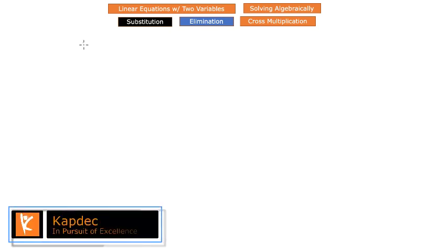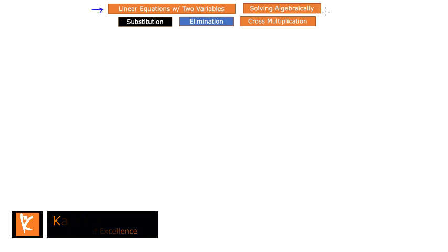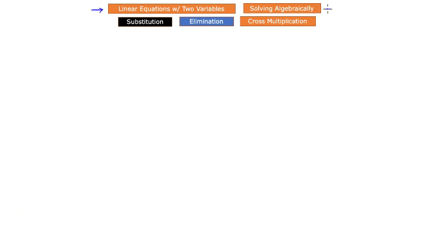Alright, so now we are going to learn about finding the solution of linear equations that have two variables each, and then we are going to learn about solving them using algebraic techniques. There are essentially three techniques. One is called solution by substitution method, second is called solution by elimination method, and third is called solution by cross multiplication.